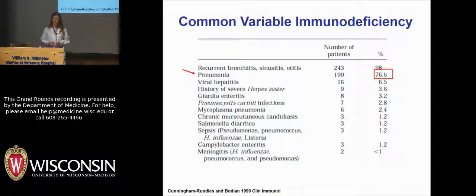You also see pneumonia was common, bacterial pneumonia, 76% of patients. See, herpes zoster was seen. What I'll point out, too, is the gastrointestinal pathogens, Giardia, Salmonella, Campylobacter, seen as either recurrent or persistent infections. We also see infections from encapsulated organisms and Mycoplasma pneumoniae.